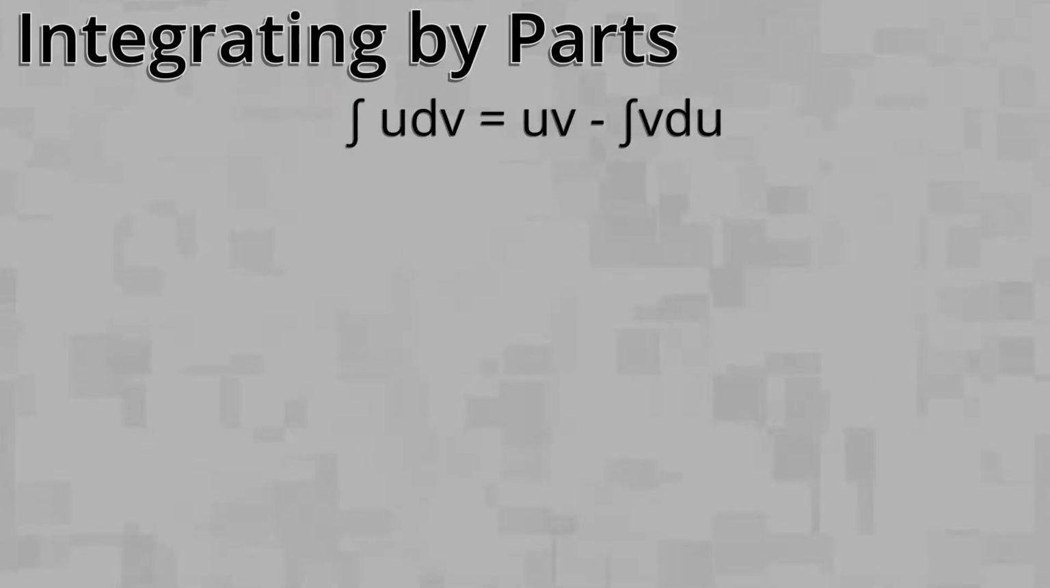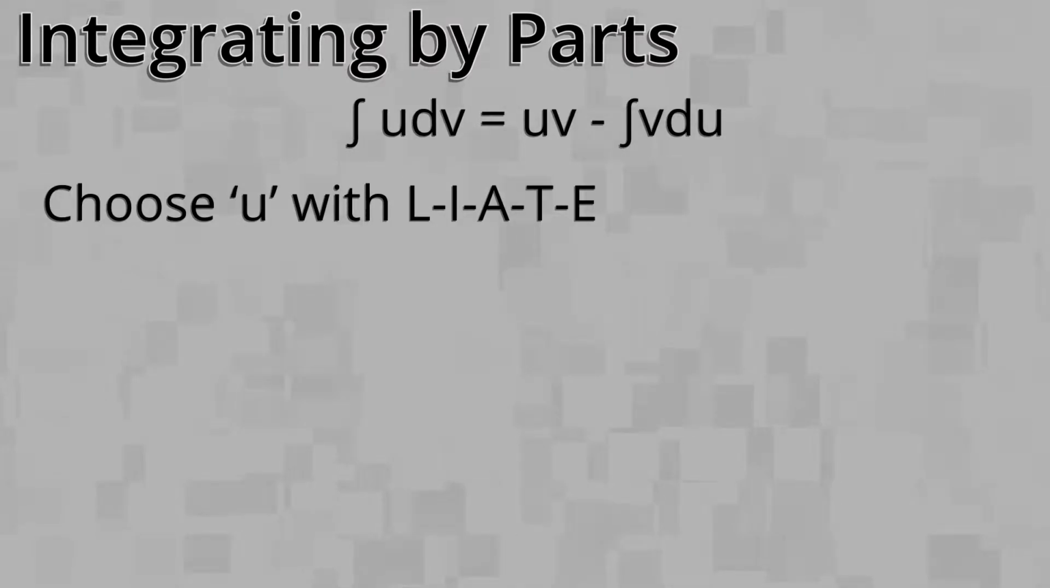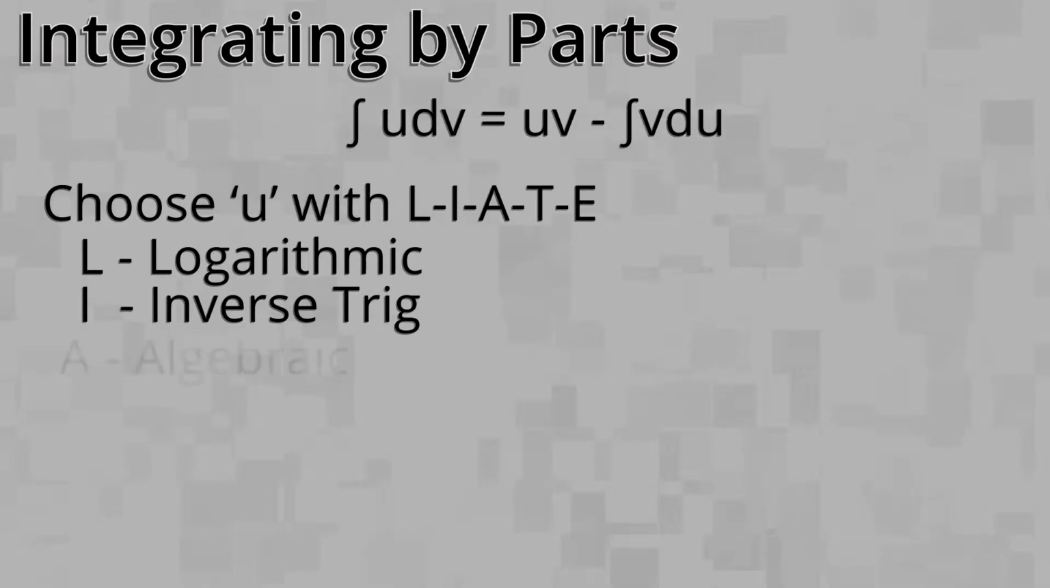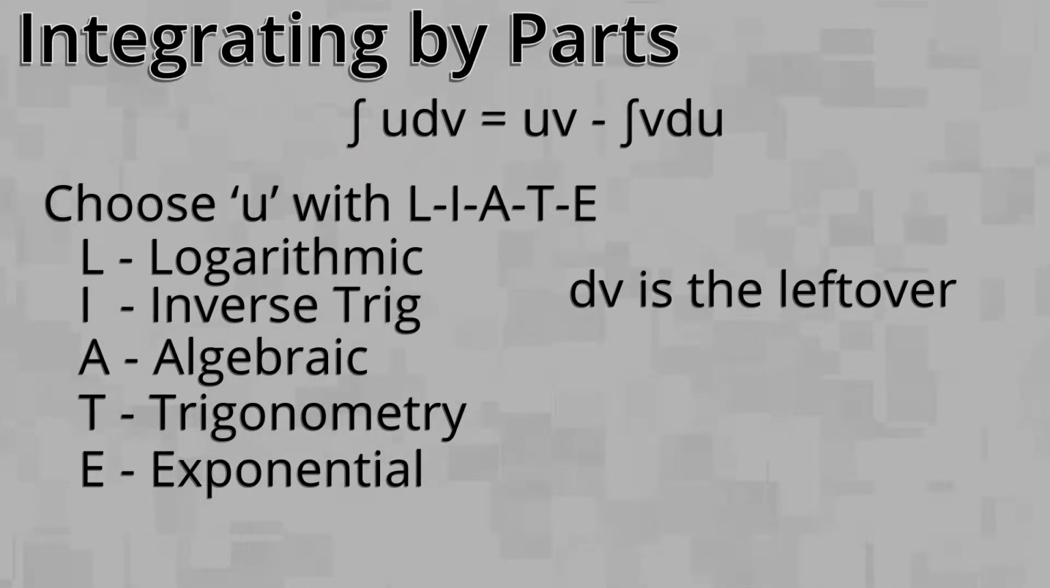Alright, so now it's time for the other method for integrating by parts. This involves following the equation of the integral of u dv equals uv minus the integral of v du, where u is a part of the original function found by following a set of rules known as LIATE, or LIAT. This stands for logarithmic, inverse trig, algebraic, trig, and exponential. This leaves dv as the other part of the function.